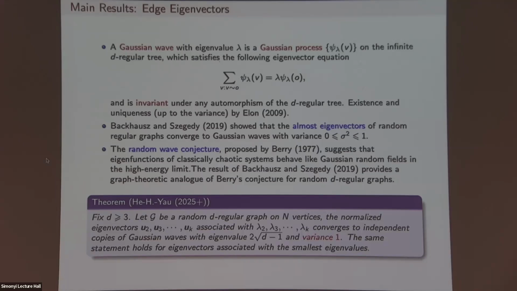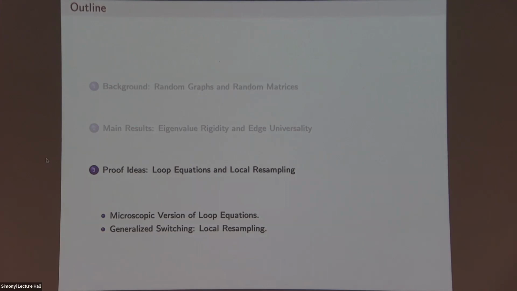Yeah, so for the proof, we use a lot of techniques from random matrix theory. Here I will mainly highlight two new ideas, which are used to prove the edge universality. One is a microscopic version of loop equation. Another is a generalized switching procedure.